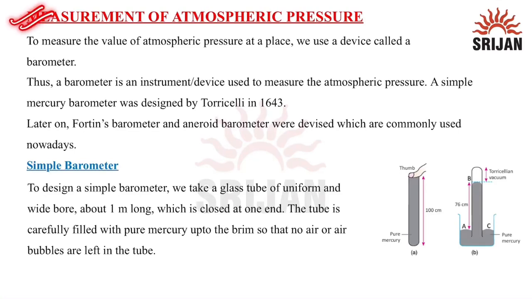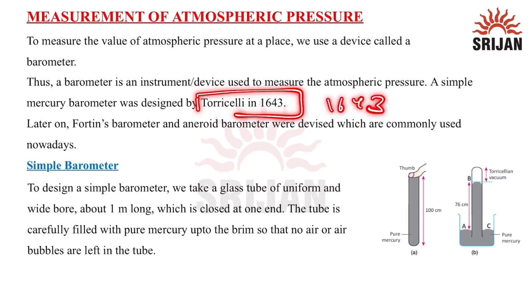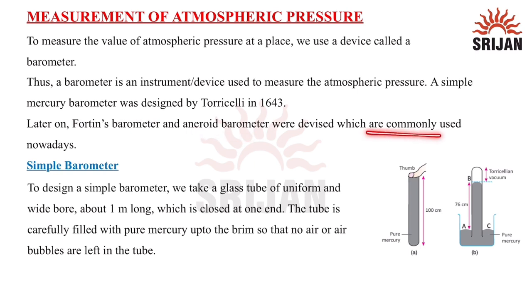In this video, we will learn about the measurement of atmospheric pressure. Now, to measure the value of atmospheric pressure at a place, we use a device called a barometer. Thus, a barometer is an instrument or a device used to measure the atmospheric pressure. Now, a simple mercury barometer was designed by Torricelli in 1643. Later on, Fortin's barometer and aneroid barometer were devised, which are commonly used nowadays.